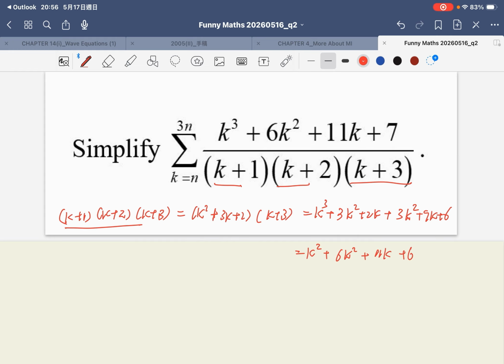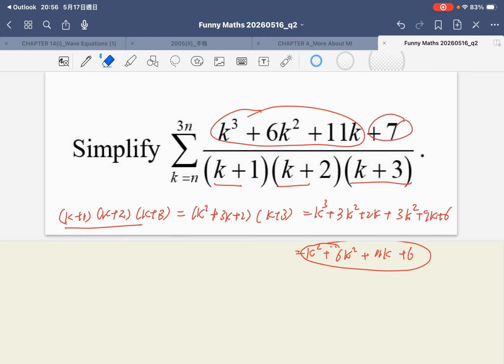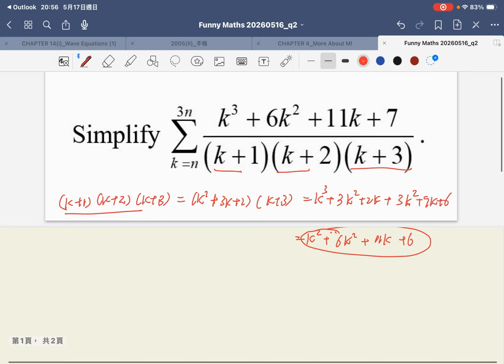Oh, 6. It is the same as this one, except that 6 and 7. Yes, 6 and 7. Yes, it's crazy. Therefore, we can see that k goes from n to 3n.